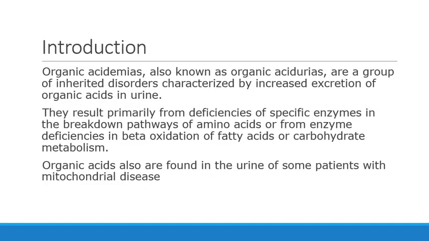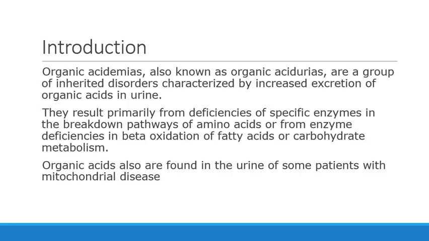Organic acidemias or organic acidurias are a group of inherited disorders. All of them are inherited mostly on an autosomal recessive basis, and they result from a defect in the catabolic pathway, an enzymatic deficiency in the catabolic pathway of the amino acids.